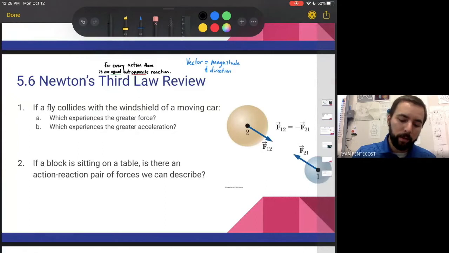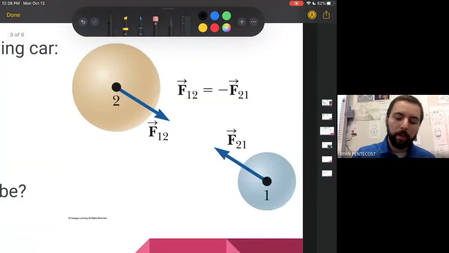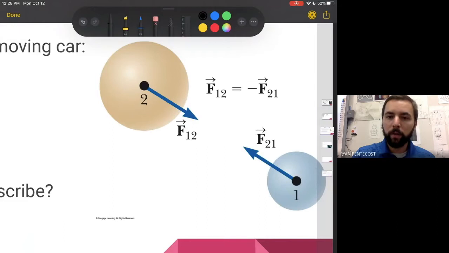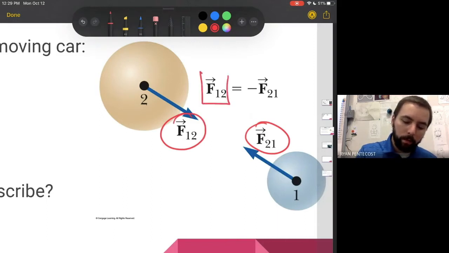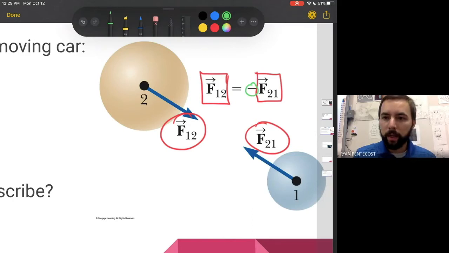So let's look at this image over here. We have these two objects exerting a force on each other. It looks like it's just a general gravitational force. But we have the force that 2 is putting on 1. We have the force that 1 is putting on 2. And if we look at them, they are equal, right? With this tiny exception they are going to be opposite in direction.